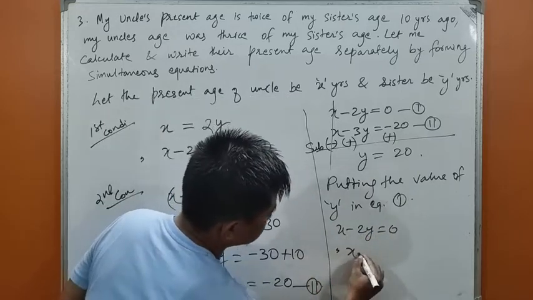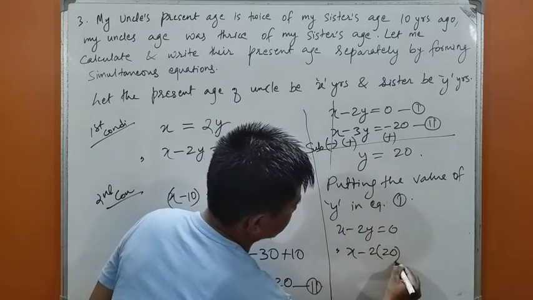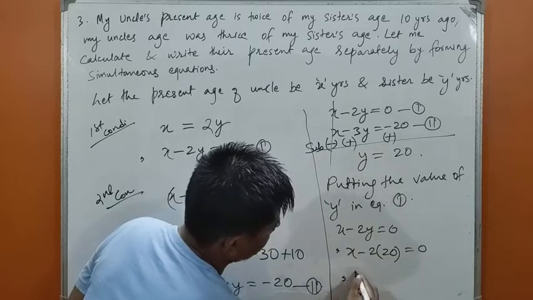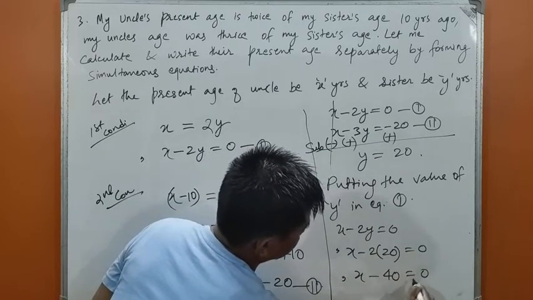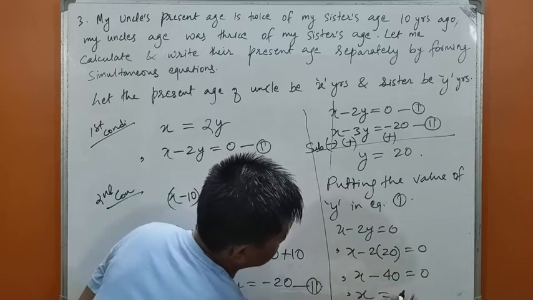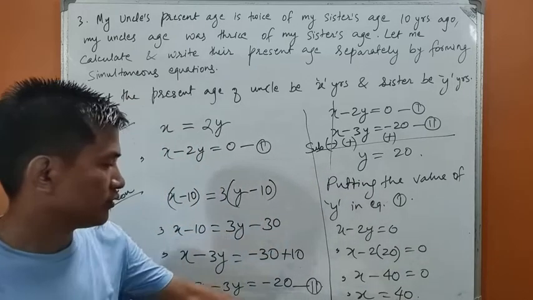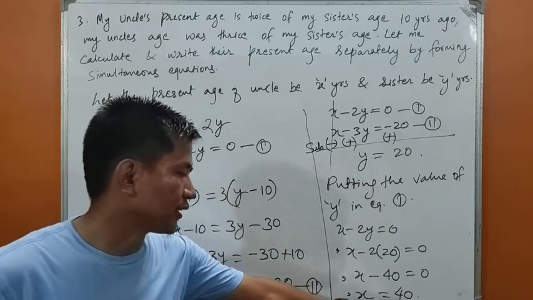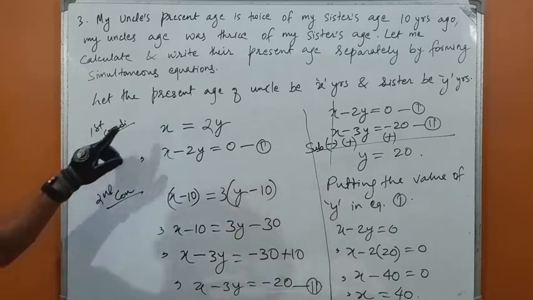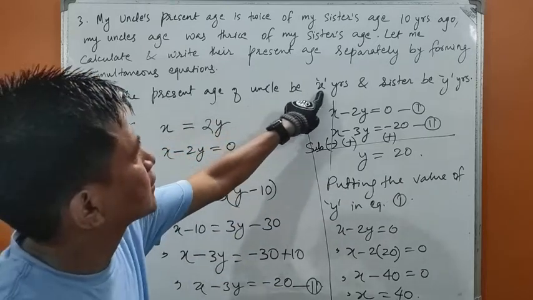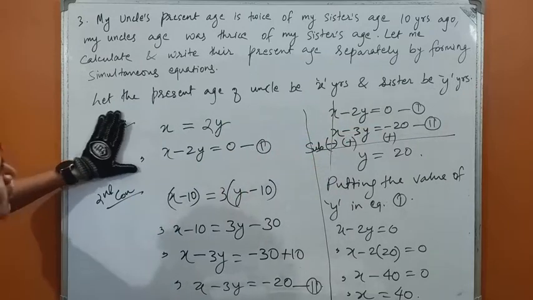So x minus 2 into y, that is 20, equals 0, or x minus 2 times 20, which is 40, equals 0. That means x equals, let us take this minus 40 to the right hand side, plus 40, isn't it? So x is the present age of uncle, that is 40 years, and y is the present age of sister, that is 20 years, isn't it? The present age of uncle is x years and present age of sister is y years. So let me erase this, so please take the screenshot.